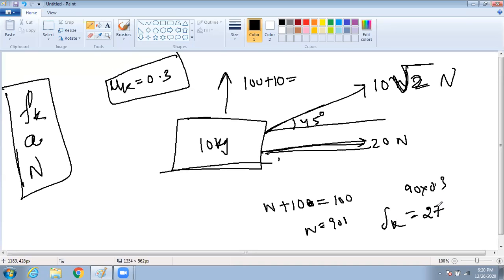Okay, 27, very good. So 27 this side, 20 plus 10, 30. So 30 minus 27 is 3. 3 divided by m, which is 10, gives 0.3. Very good. All of you good.